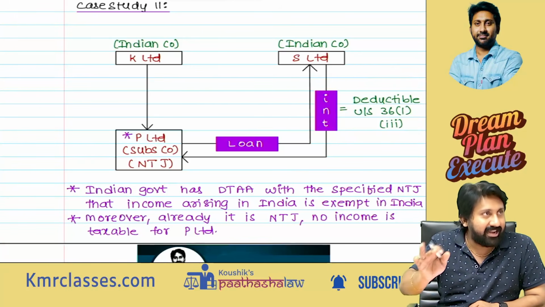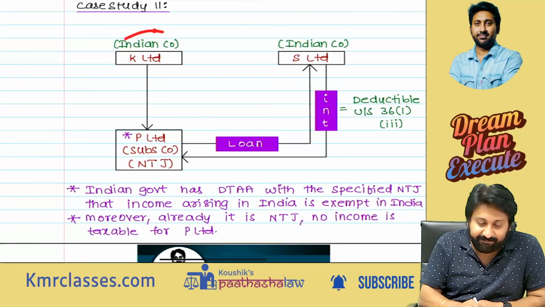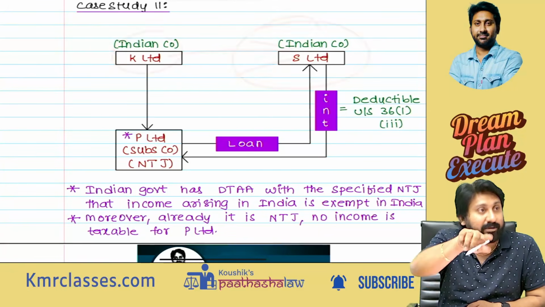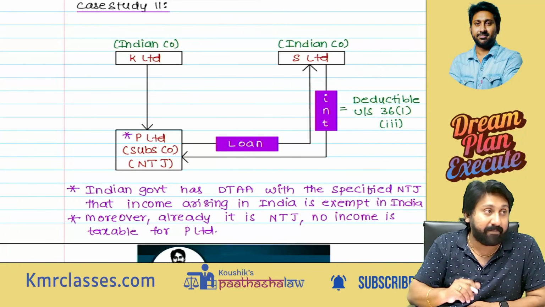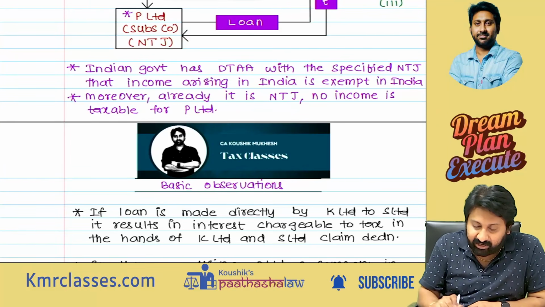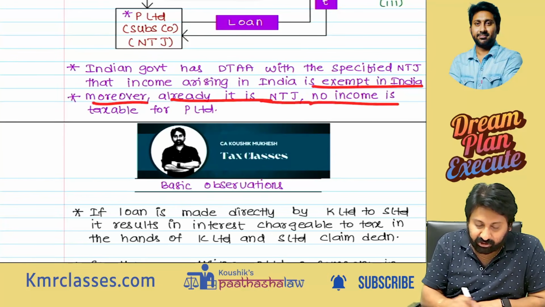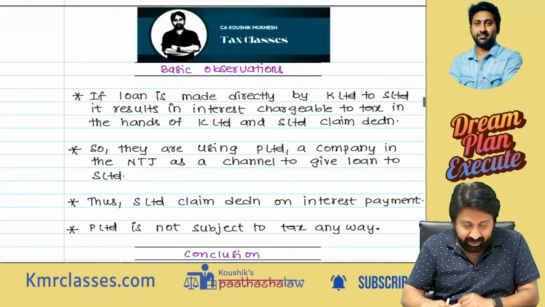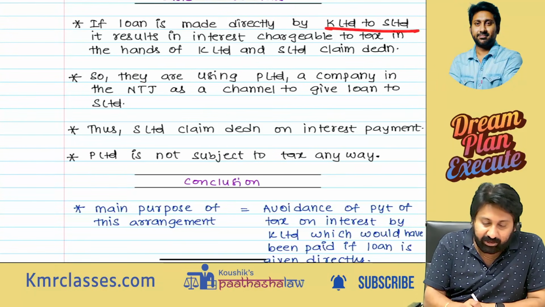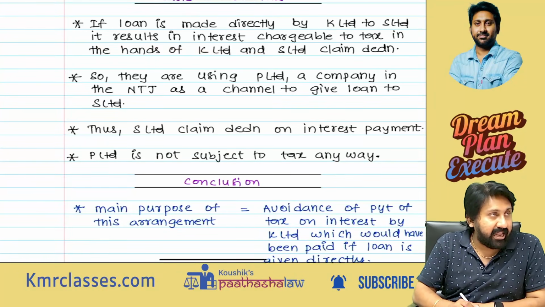So the only intention of asking P Limited to give a loan to S Limited is this: if K Limited gives the loan, interest becomes taxable in K Limited's hands when S Limited pays. The Indian government has a DTAA with the specified non-tax jurisdiction that income arising in India is exempt in India. Moreover, already it is a non-tax jurisdiction, so no income is taxable for P Limited. If the loan is made directly from K Limited to S Limited, it results in interest chargeable to tax in the hands of K Limited.